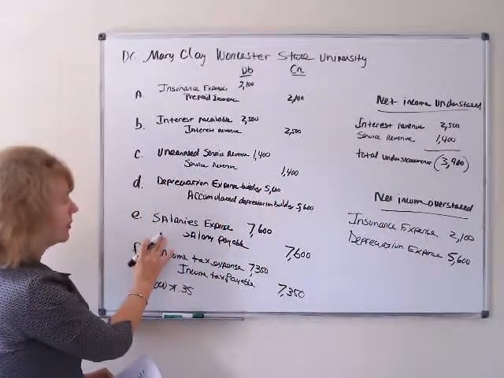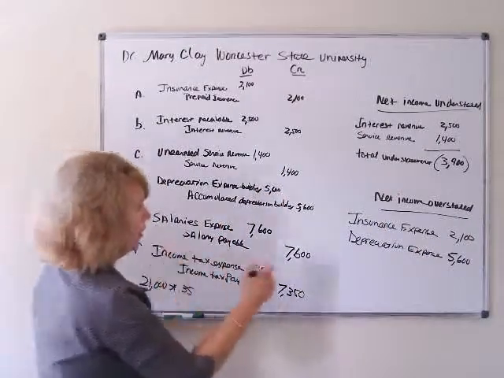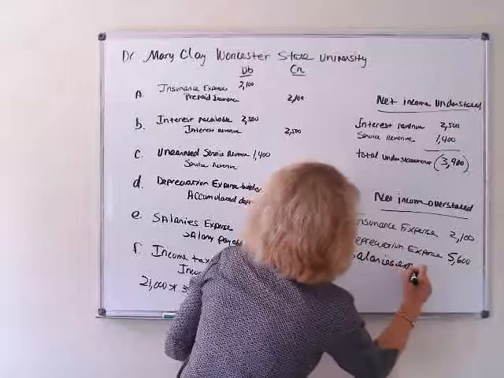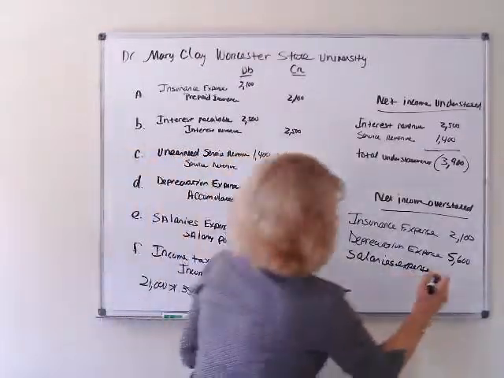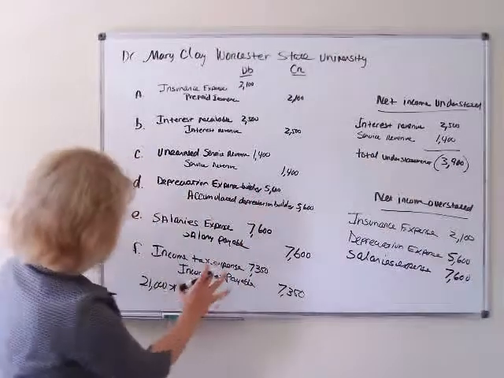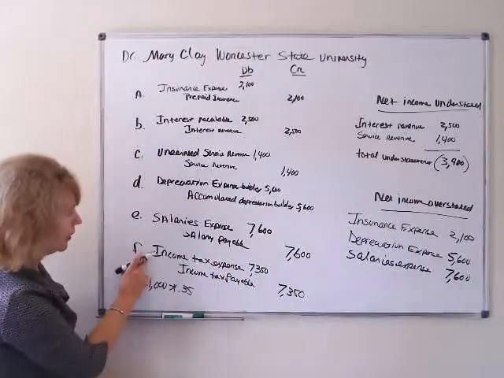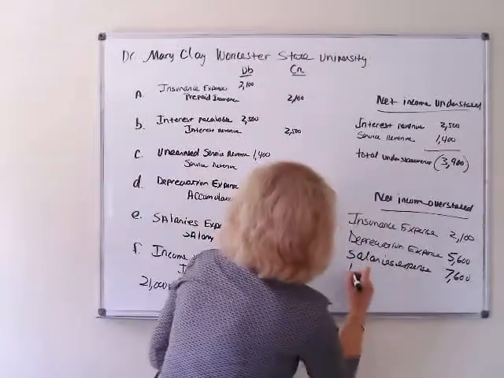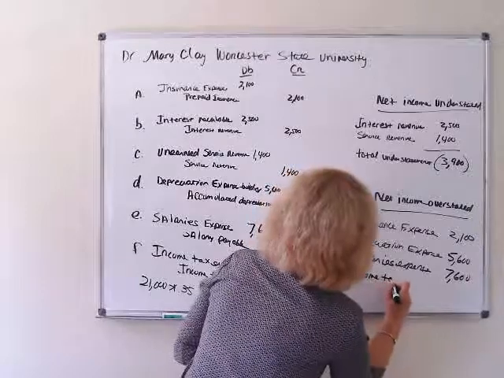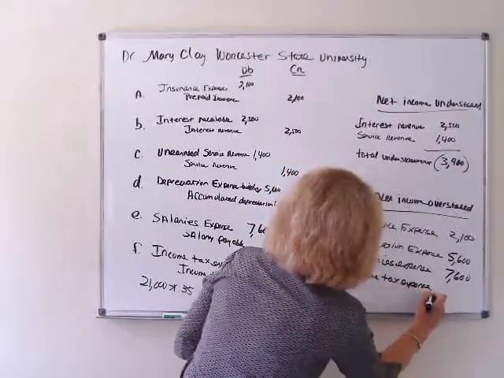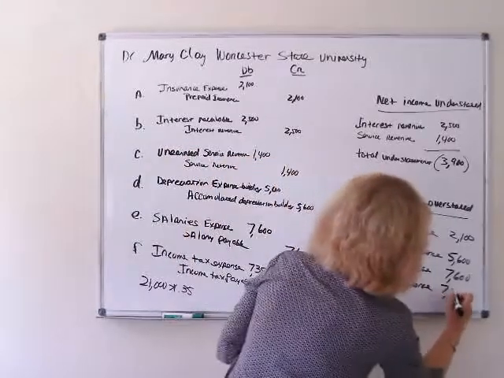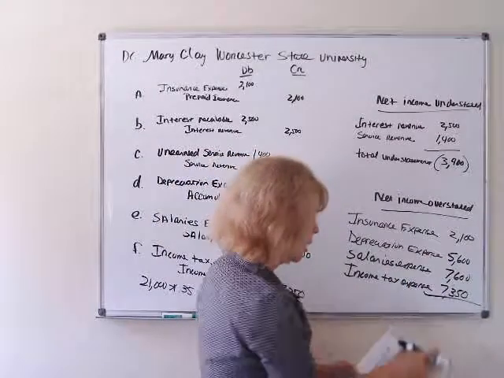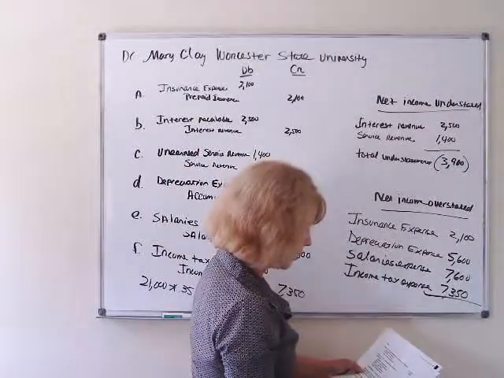Is this touching an expense? Yes, it is. The salaries expense is. The salaries payable is a liability. Salaries expense. How much? 7,600. Go to this entry. Is this touching expense? Yes, it is. Income tax expense. Income tax payable is a liability, but the income tax expense is. Income tax expense, and that is 7,350. I total those: 2,100 plus 5,600 plus 7,600 plus 7,350.